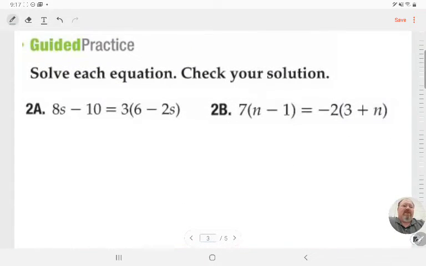So you try 2a, 2b, and let's see what you get. All right, let's see what you get.